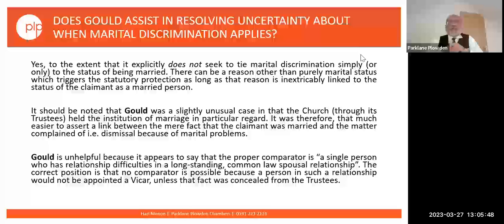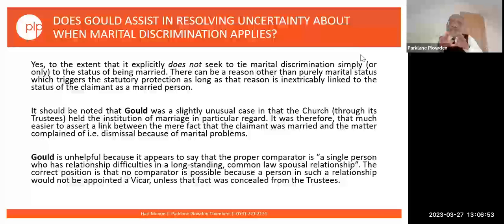And Gould, in common with other cases, is unhelpful because, in my view, it gets the matter of the comparator wrong. What Gould says is that in this case, the proper comparator, because there was an exchange between Mrs. Justice Simler, who was the judge, and counsel for the respondent. And the counsel for the respondent maintained that the proper comparator is not a single person who has relationship difficulties in a long-standing common law spousal relationship. So counsel for the church was saying that the proper comparator was not an unmarried person in a close relationship or a cohabitee of long-standing.